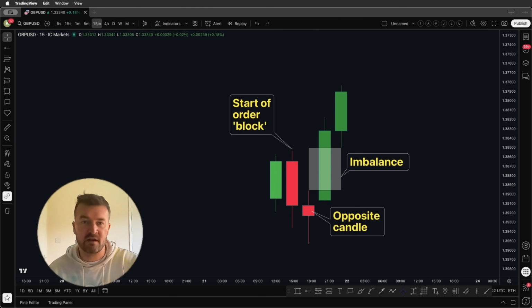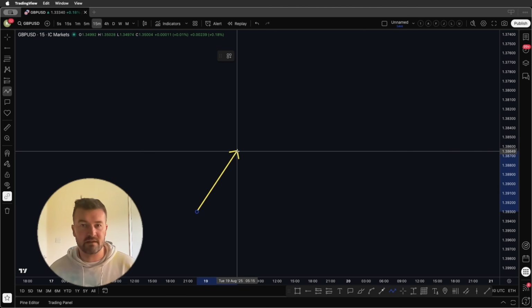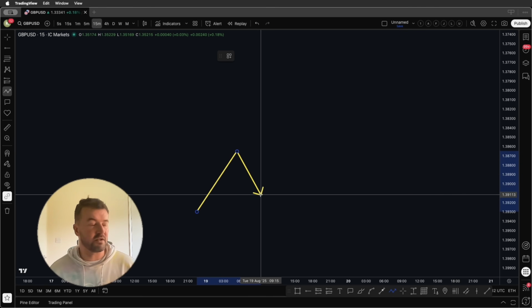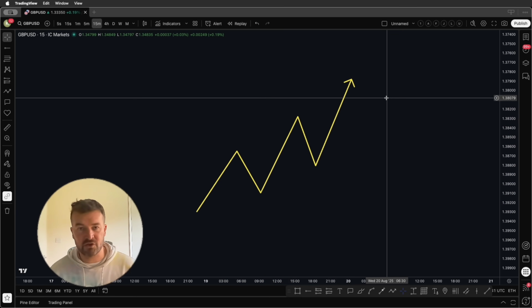Right, just before we get stuck into the actual charts, I just want to go through the ideal example of what an order block would look like. So what you typically need is the start of an order block, which is the pullback on a move. If you think about the way price moves in the market, you get an impulse up, a pullback, a break of structure, a pullback, followed by another break of structure.